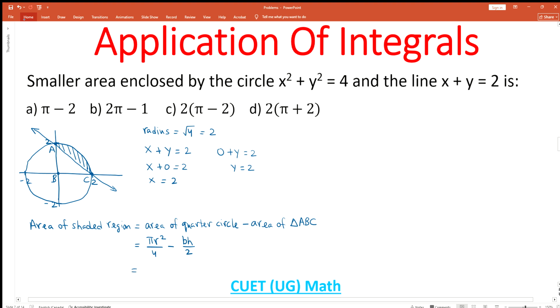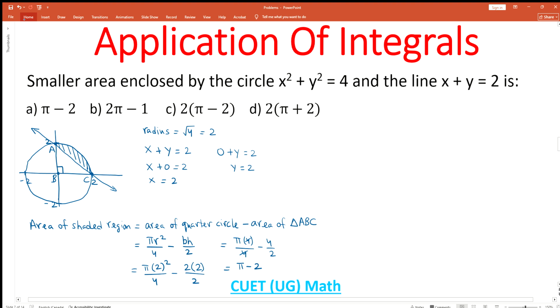For the circle, the radius value is 2. For the triangle, the length of the base, which is side BC, is 2 units. The height, which is side AB, is 2 units because this is a right angle triangle, divided by 2. Now we can simplify this expression. 2 squared is 4. I get pi minus 2. This is the area of the shaded region.